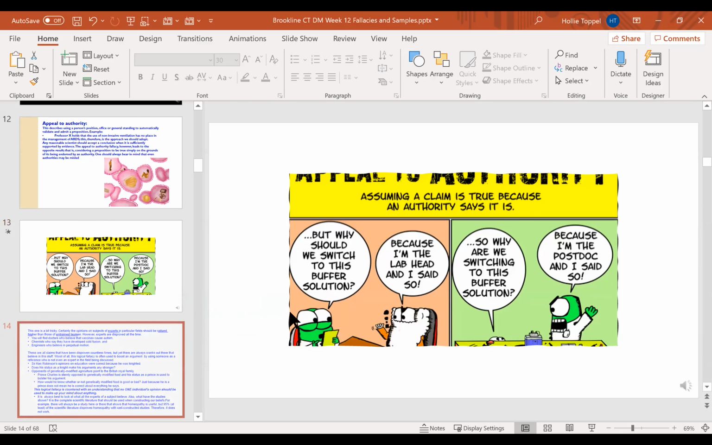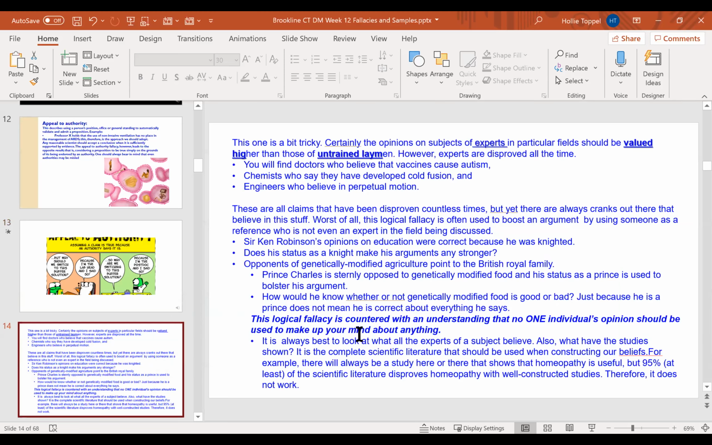Then I got this other slide here, and it's a little bit tricky because people think the opinions of experts are valued higher than those of laymen. I don't know why I did it that way, but anyway, we're disproving our experts all the time, especially with COVID. We'll look at that in my next presentation. I'm going to do 2 today, and the scientific method. What they did in this study was doctors who believe that vaccines cause autism, chemists who say they've developed cold fusion, which hasn't really happened, and engineers who believe in perpetual motion. You'd believe them before you'd believe a layman.